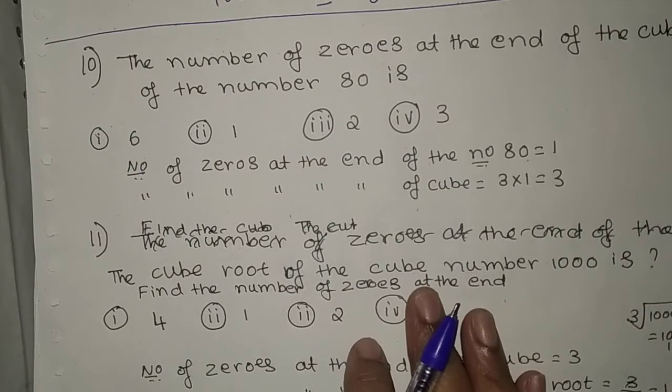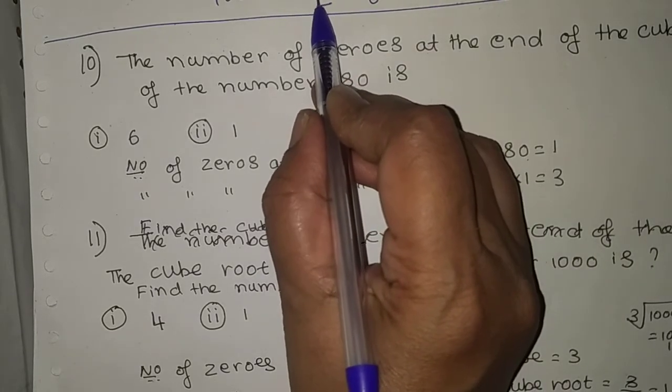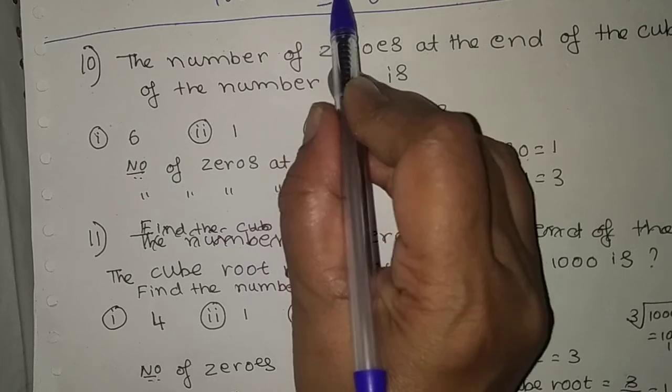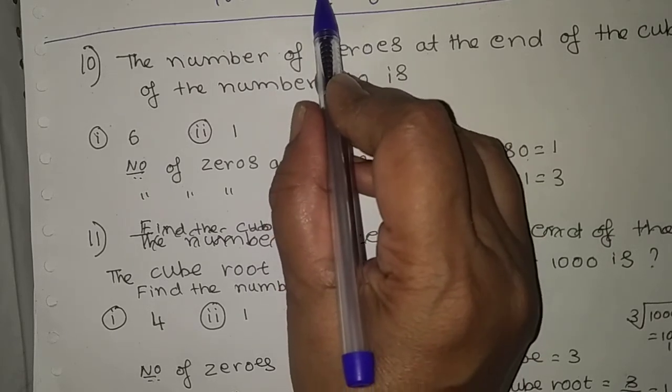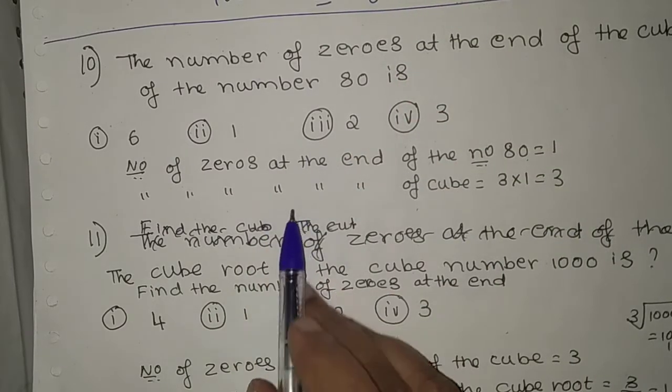Now we move on to the next. This number's cube we have to find out. The last digit, the first digit. The ones means unit, everything is same. So this one cube will be 0. So we move on to the 10th one.